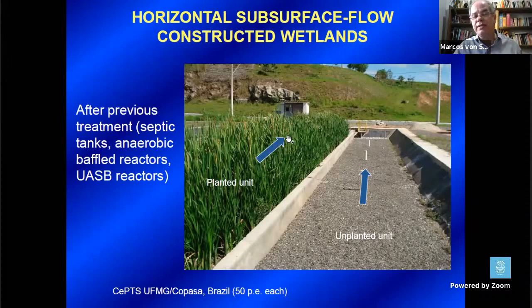But as time passes, year after year, solids will start to accumulate here, increasing the head loss. And eventually, after some years, you can get clogging and you can have water flowing on the surface of your wetland. This has happened with our systems here because they are operating for many years.